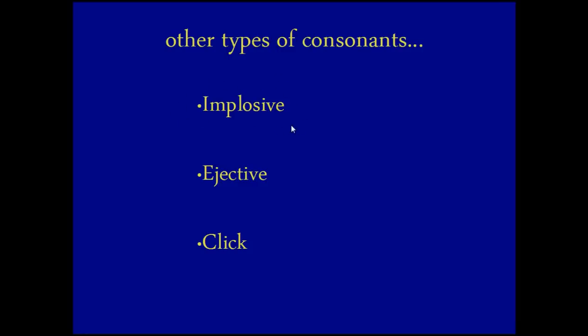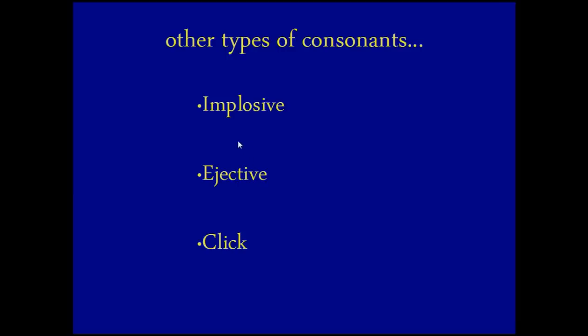Implosives, I can't even pronounce to give you an example, but they're organized in much the same way as the pulmonic consonants that I just showed you. But instead of expelling air from the mouth, they're actually produced by lowering the glottis as the sound is produced, which draws air back down the throat.